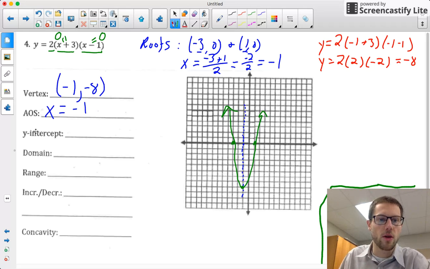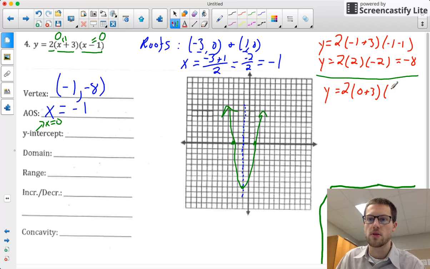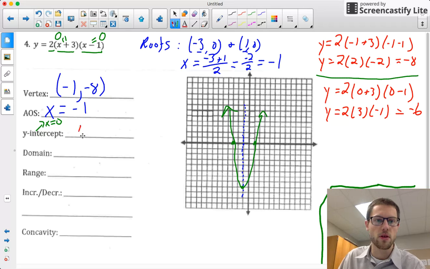To find the y-intercept, I have to remember that x equals 0 wherever my y-intercept is. All of these coordinates have an x equals 0 counterpart to this. So if we plug in 0 for x, that's going to help me find my y-intercept. So y is going to equal 2 times (0 plus 3) times (0 minus 1). So this is going to be 2 times 3 times negative 1, which is going to equal negative 6. So my y-intercept is (0, negative 6).